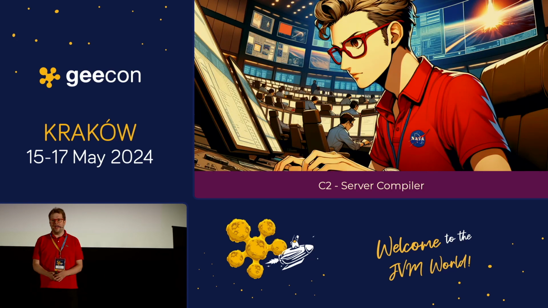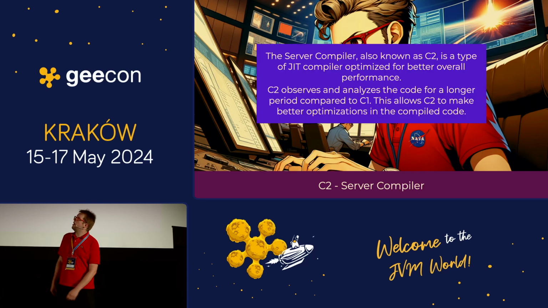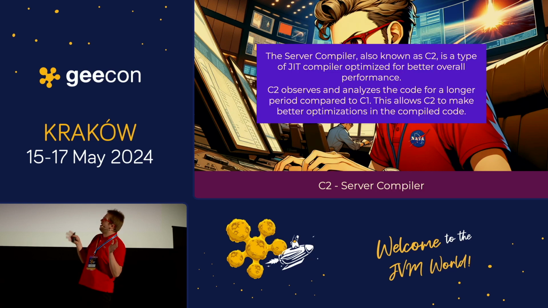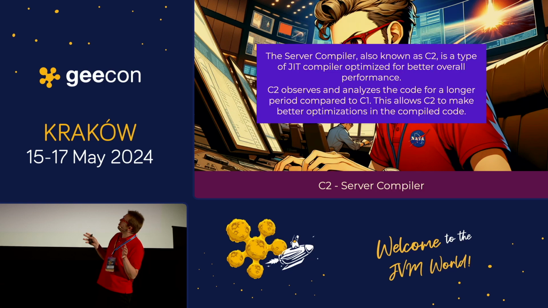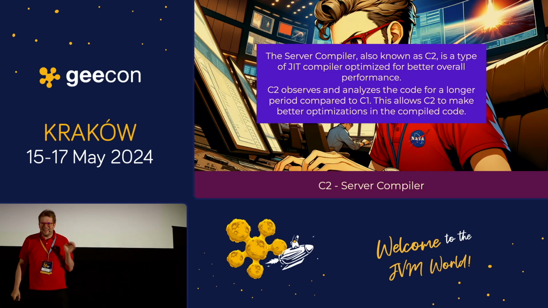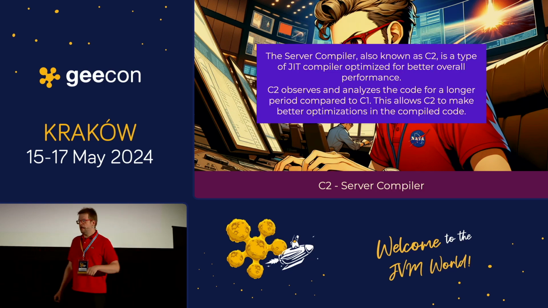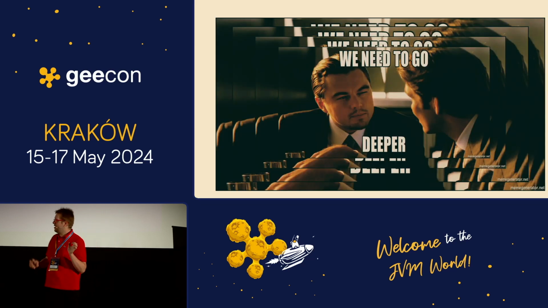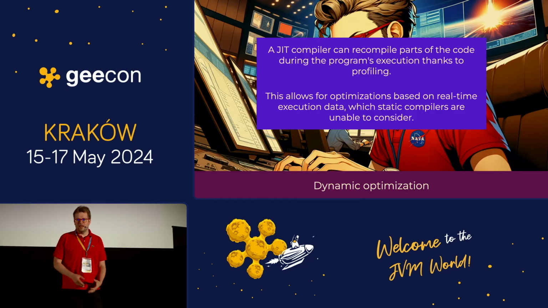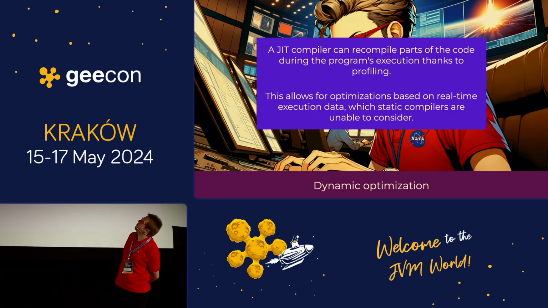It's called C2, the server compiler. And what is it doing? It's doing the optimization based on the real usage of the program. It observes and analyzes the code for a longer period in comparison to C1. This allows C2 to make better optimizations in the compiled code. And that's the true reason why even today it's worth having a virtual machine. Because once again, we need to go a bit deeper. What C2 is truly doing is dynamic optimization. A JIT compiler can recompile parts of the code base during program execution thanks to profiling.